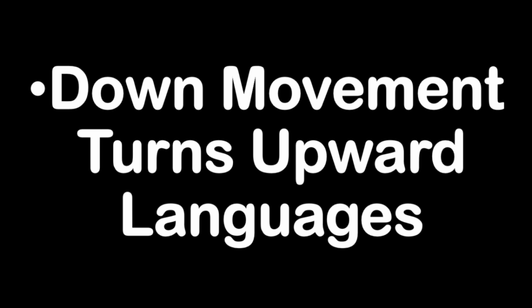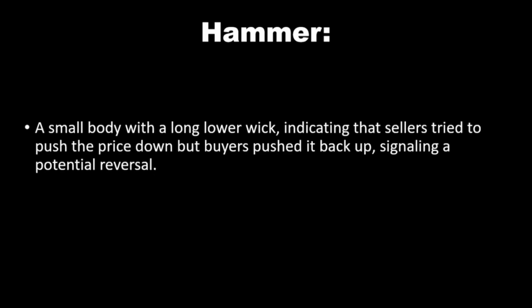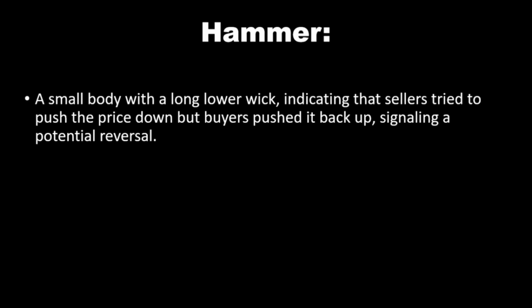What I mean here is that in a downward trend, what languages or what patterns will the chart speak that tells you that now this market is upward or is about to move upward? One of the languages or one of the signs is called hammer. What is hammer? It's a small body with long lower wick, indicating that sellers tried to push the price down, but buyers push it back upward, signaling a potential reversal. Remember, Forex is all about buying and selling, sellers and buyers testing the strength based on understanding of the market.